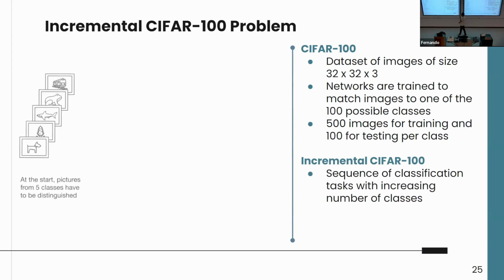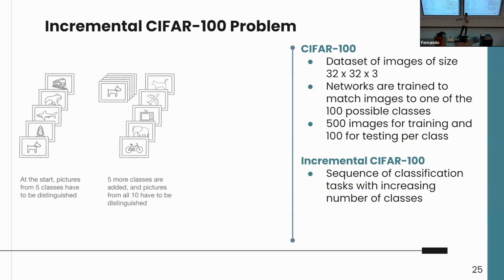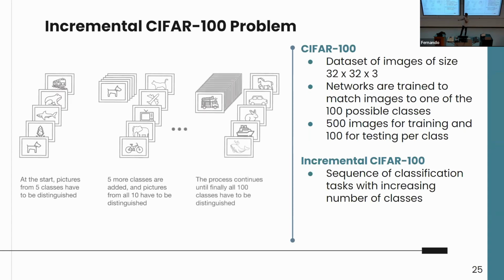Specifically, we're going to start with a few different classes. We're going to train a network to distinguish between all of them for some number of epochs. Then we're going to add 5 more classes, and we're going to keep training the network on these 10 different classes. And we're going to continue on until we have a data set with 100 classes. And we're just going to train the network incrementally and see if it loses performance over time.